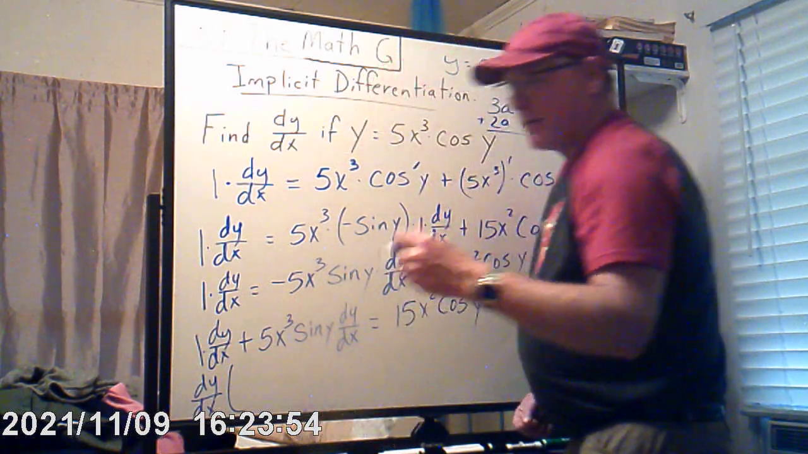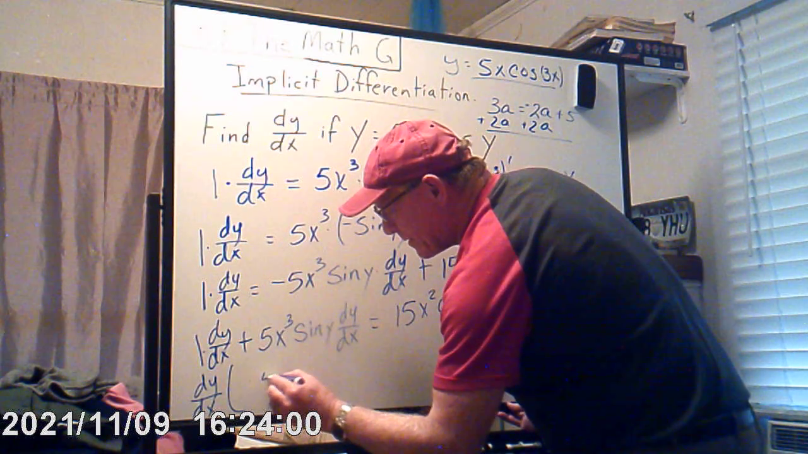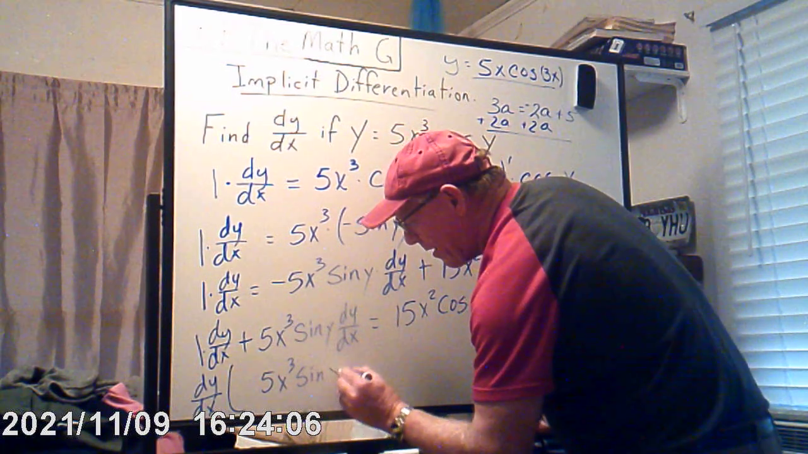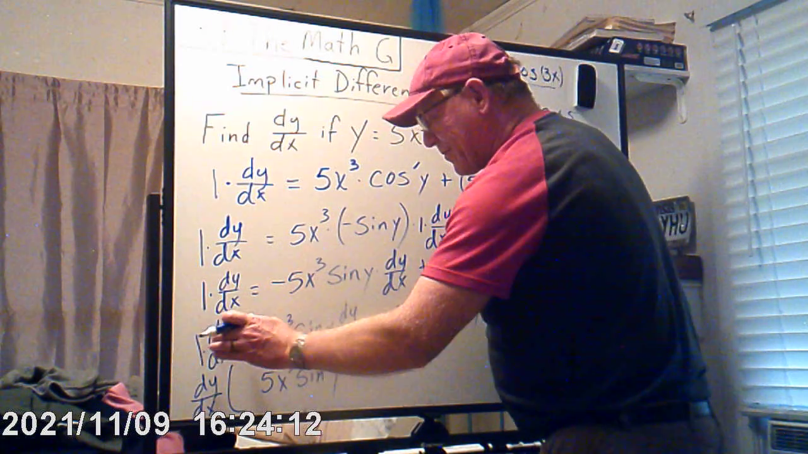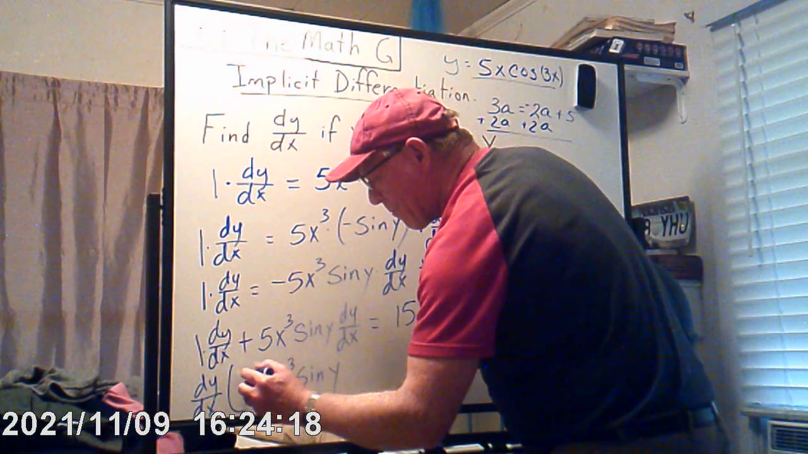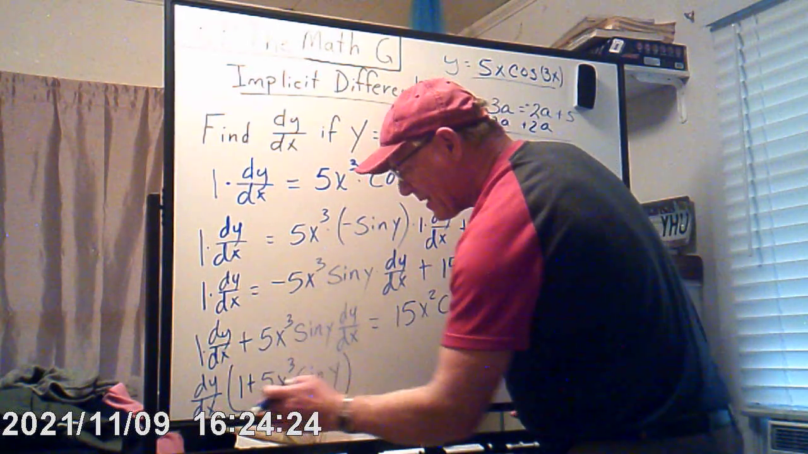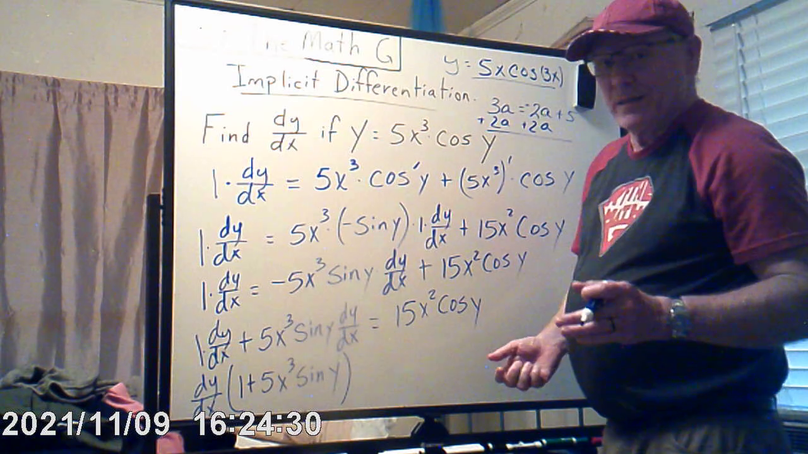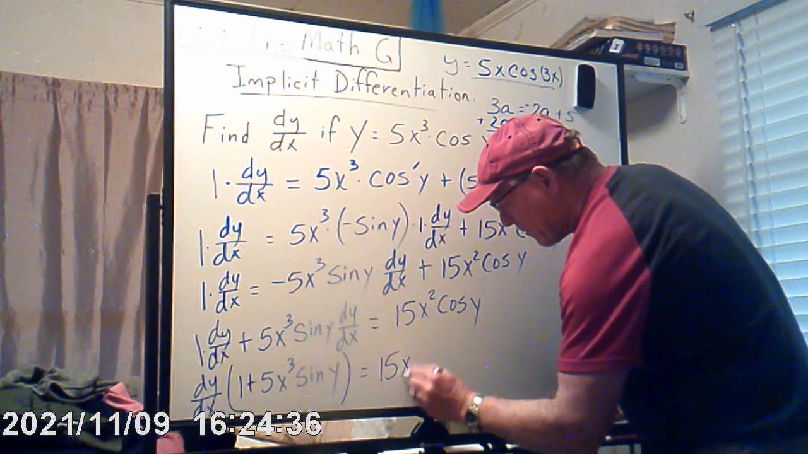Some students, even at higher levels that I've noticed, will just put down the 5x cubed sine y like this, and you have really two of these dy over dx's. You have 2 terms, so you have to account for this term here. It's actually 1 plus this. If you have 2 terms here, you've got to have 2 terms inside this parenthesis. That's just basic algebra. You just have to remember to do that. And sometimes we forget, I understand.